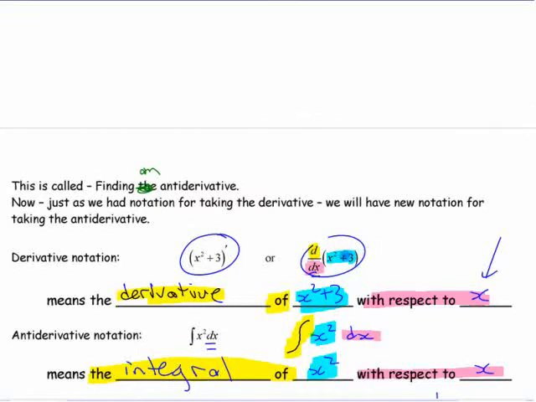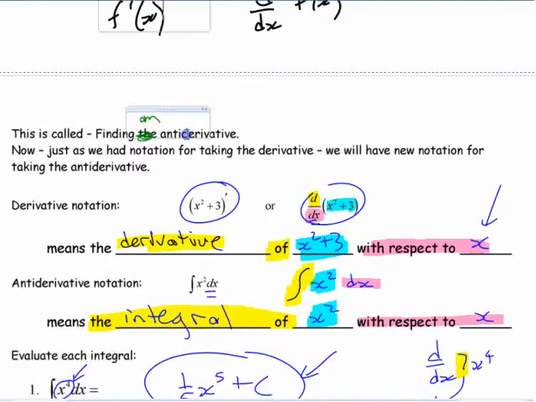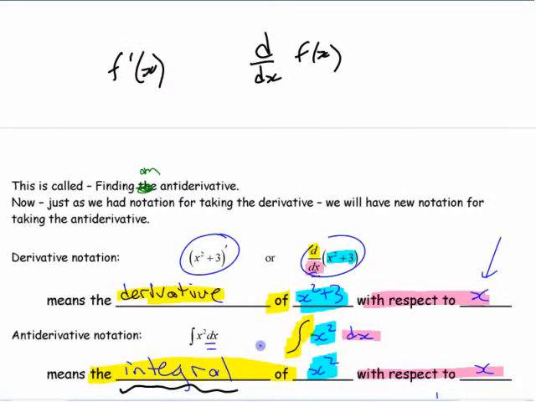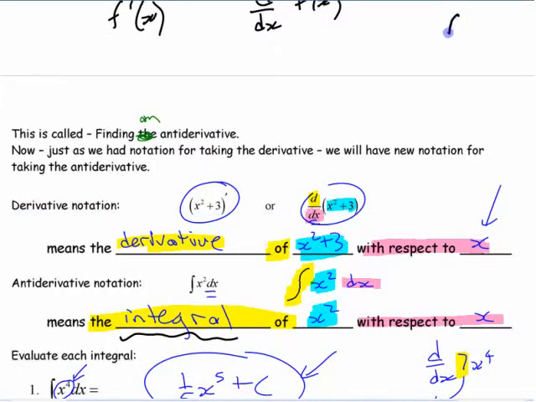The symbol for finding the derivative, you have a couple: d dx of some function, or you could say with the little tick mark, f prime of x. The symbol for the derivative of the antiderivative, or in other words, we're going to talk about the integral of a function, is this elongated S shape like that. Okay?